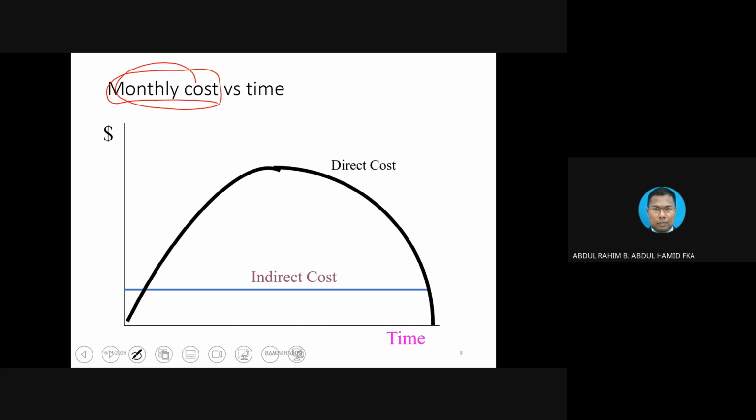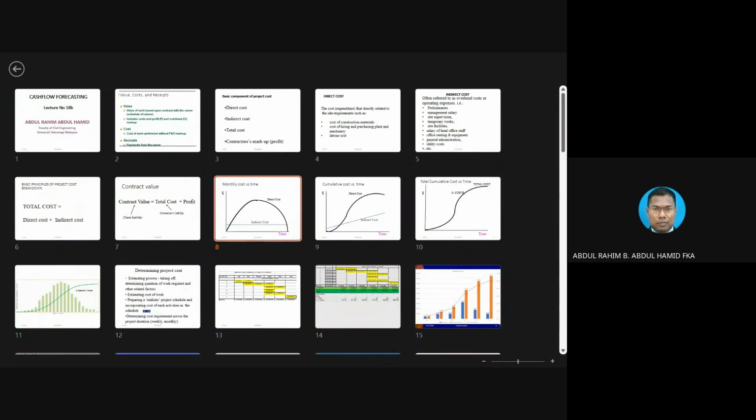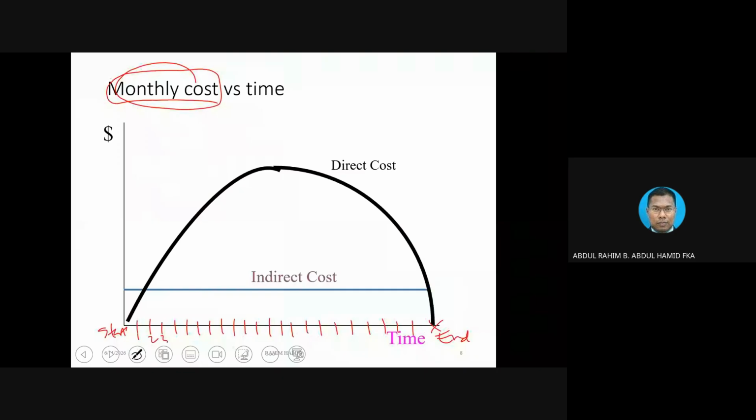Monthly costs. Let's say we have a scale. It could be daily, weekly, or monthly. Let's say it is monthly. This is the start of the project, and this is the end of the project. So this is month number 1, 2, 3, 4, 5, 6, etc.